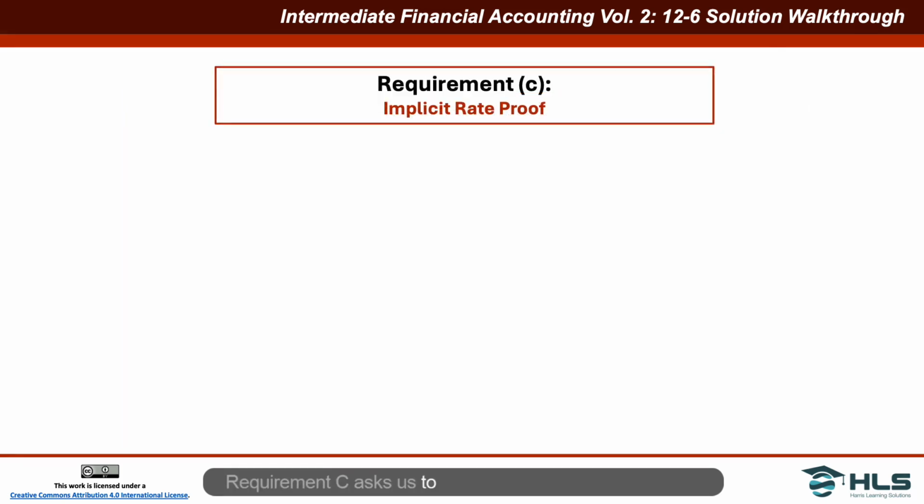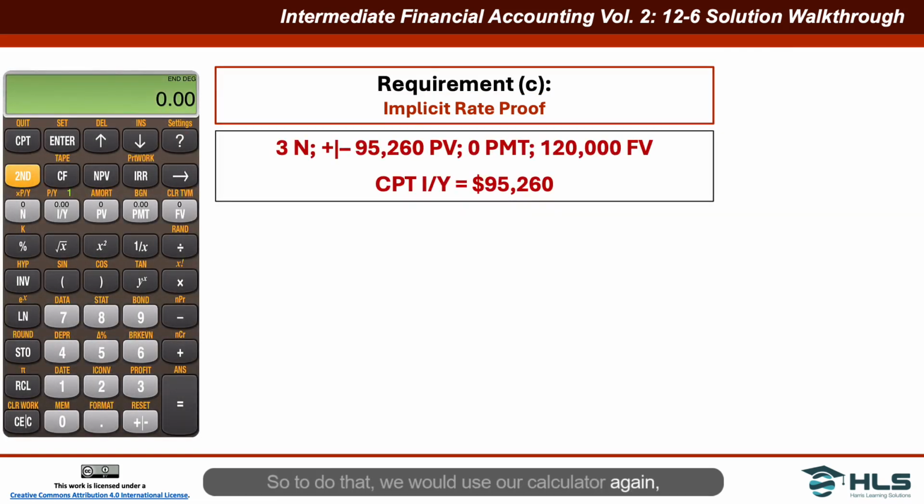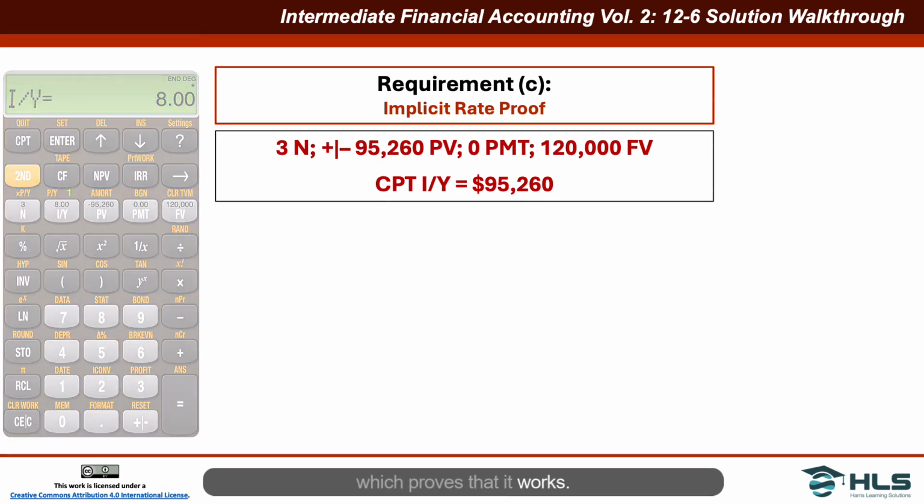Requirement C asks us to prove the implicit rate if we were not given the 8%. So to do that, we would use our calculator again, and with the time value functions, we'll enter 3 N. We'll skip over I/Y because we're going to calculate that. Then we'll enter 95,260 and press the plus minus button, so we enter that into our calculator as a negative value, press PV. Still 0 PMT, and still 120,000 FV. If you compute I/Y, you'll end up with 8%, which proves that it works.